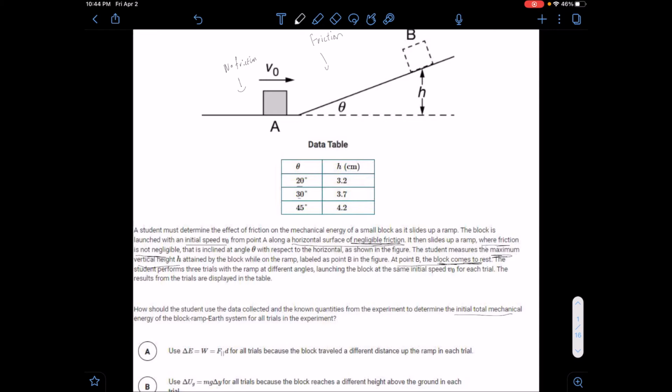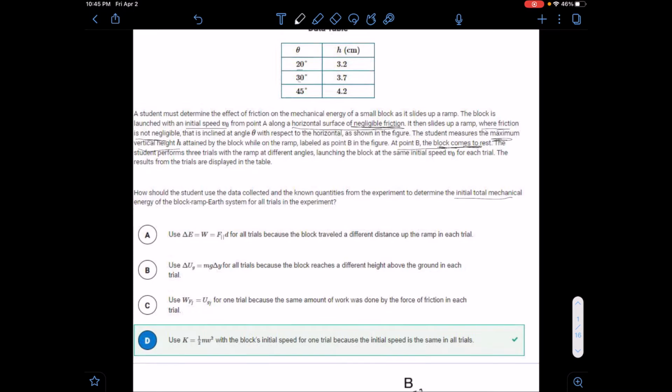And so if we were to use sine theta to find h, obviously the greater the angle gets, the larger sine becomes. And so this is not the right justification, nor is it the right equation, because it does not relate to the initial total mechanical energy of the block ramp earth system.